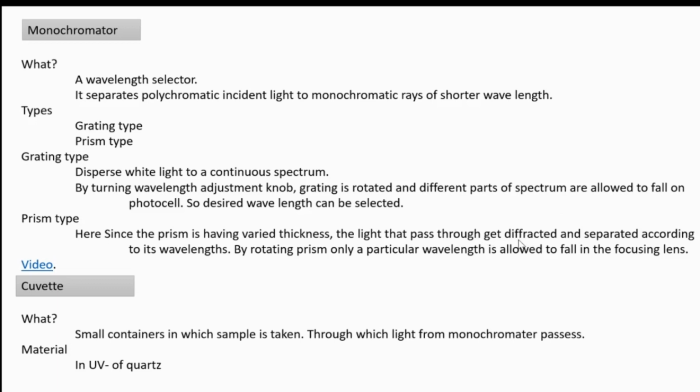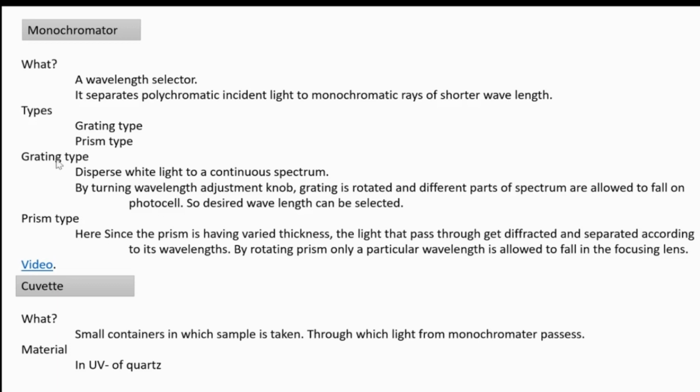Diffracted means its angle gets changed. Diffracted and separated, separated as different wavelengths, that means different colors according to its wavelength. Then, for selecting a particular wavelength, we just need to rotate that prism. By rotating the prism, only a particular wavelength is passed through the solution taken in the cuvette.